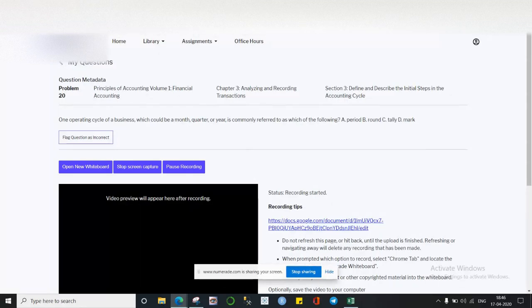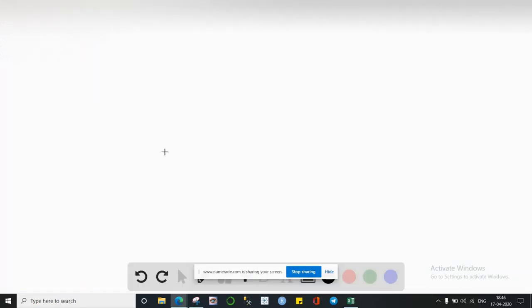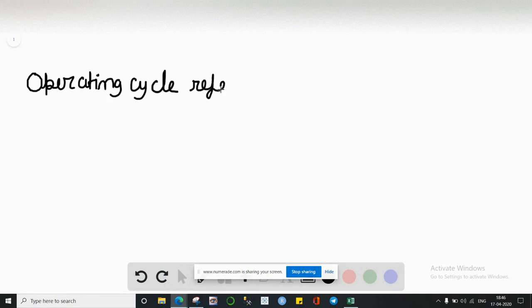Okay, so let's understand what is the meaning of operating cycle. First of all, we will start with the technical definition. Then I will give you some calculative part of operating cycle, that what it actually means in the real world, and followed by that we will come to the main solution.